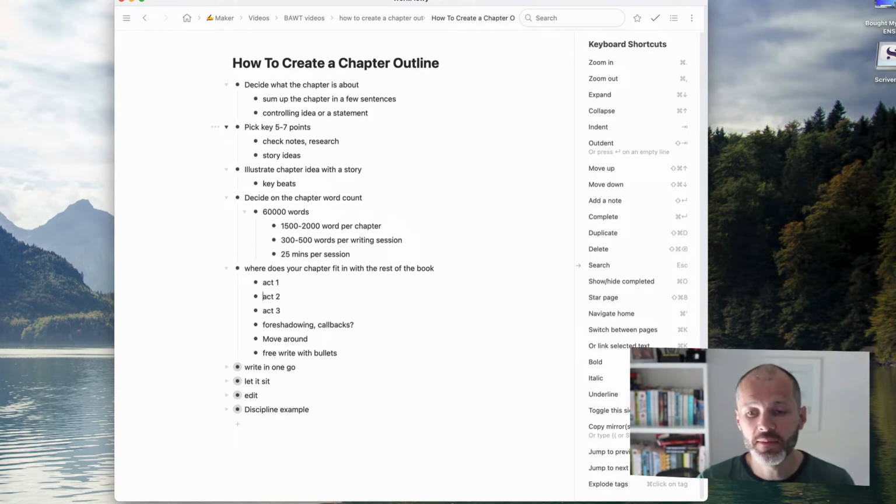Act 2 is the meat of the book and will form up to 60%. And then Act 3 will form the remainder. So if you figure out where this chapter fits in with the rest of the book, that will help you determine if you need to foreshadow events if you're writing fiction, or call back to earlier events or earlier ideas that you've elaborated on in Act 1.